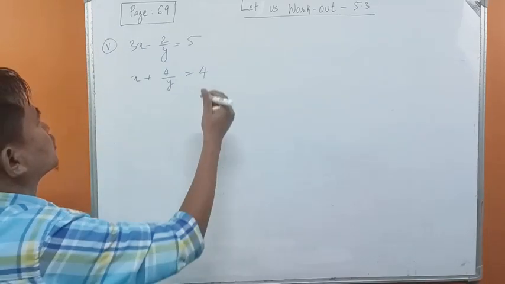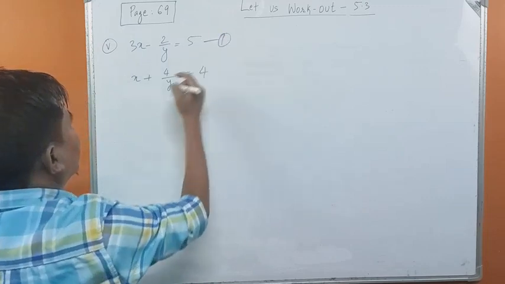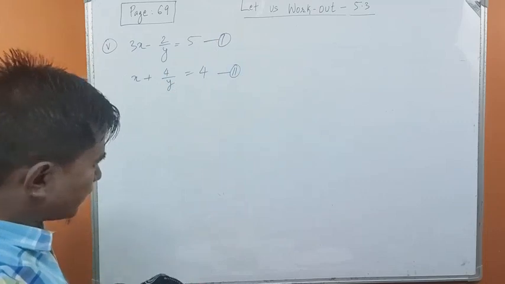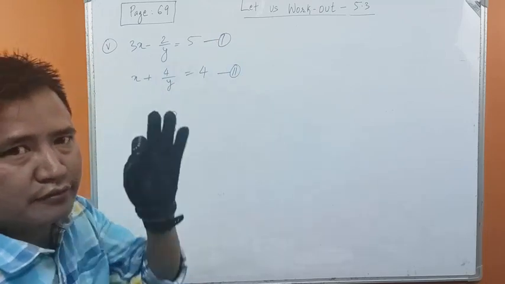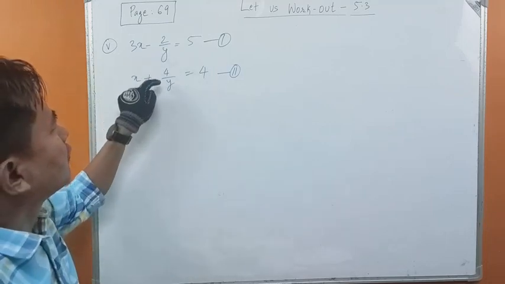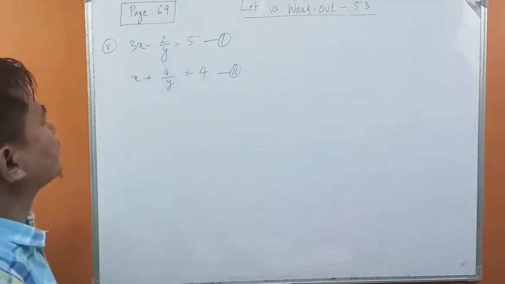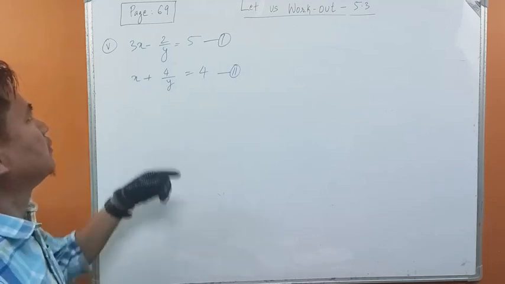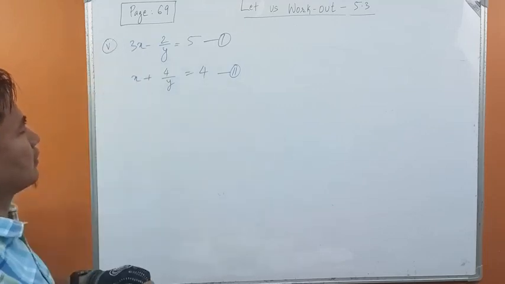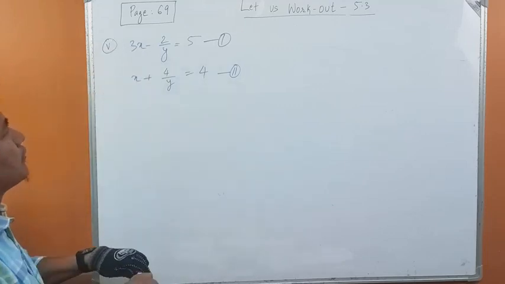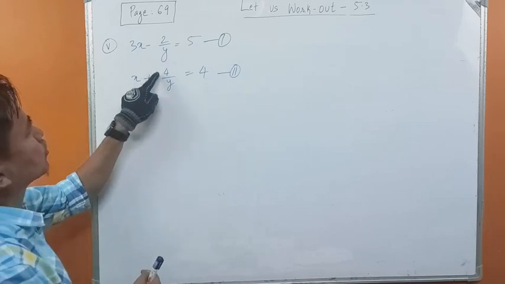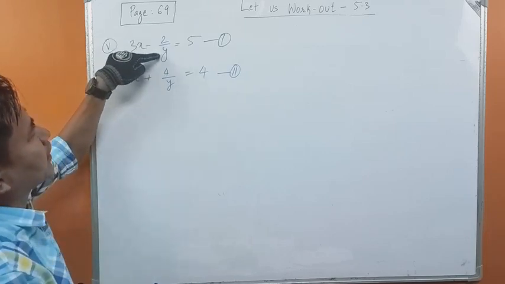Equation 1, 3x minus 2 upon y equals 5, and x plus 4 upon y equals 4. This is equation 2. So we have a variable term. Variable means the number whose value is unknown to us. The variable term y is in the denominator, isn't it? So what we do is we don't take LCM, we just make the numbers in the numerators equal, and cancel y. So we have 4 in the numerator of y in equation 2, and 2 in the numerator of y in equation 1.